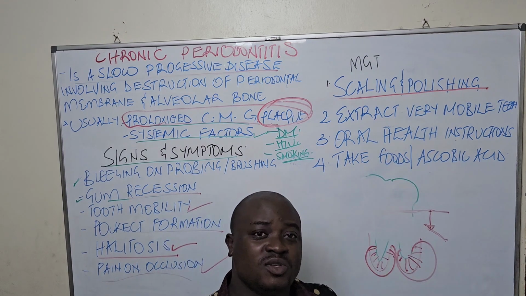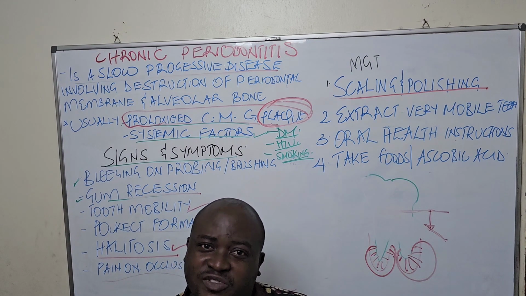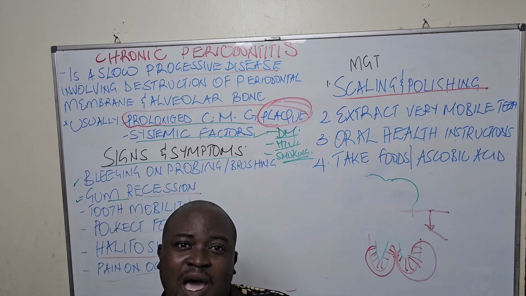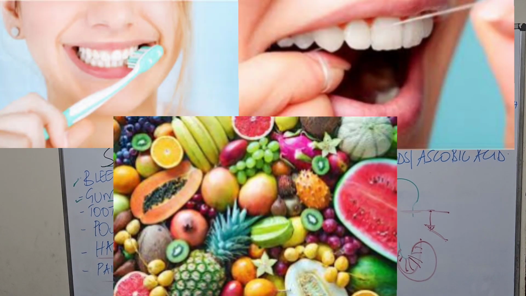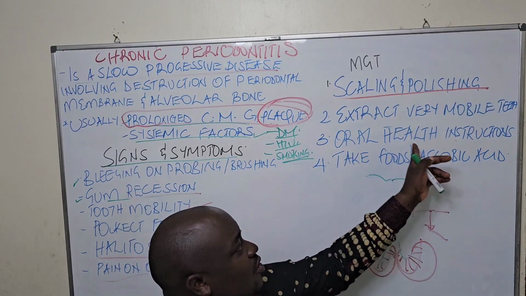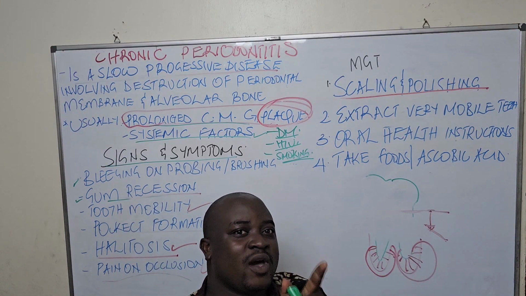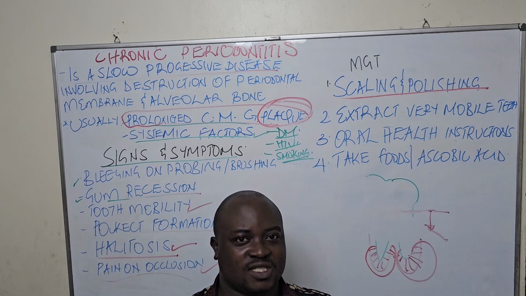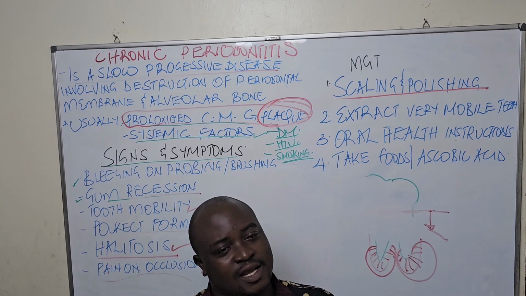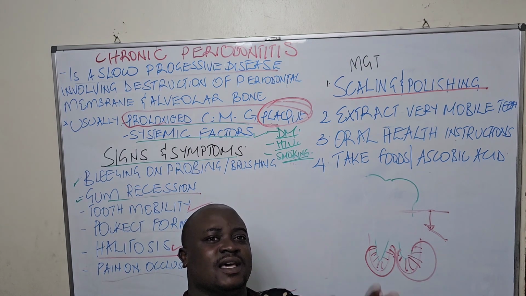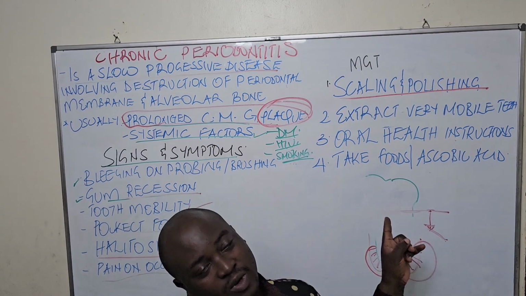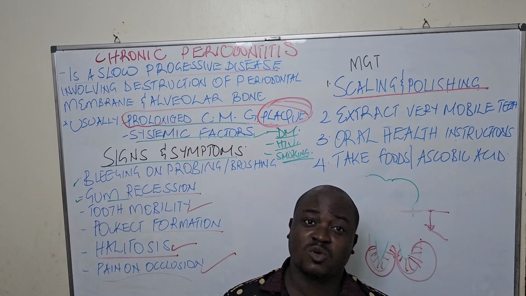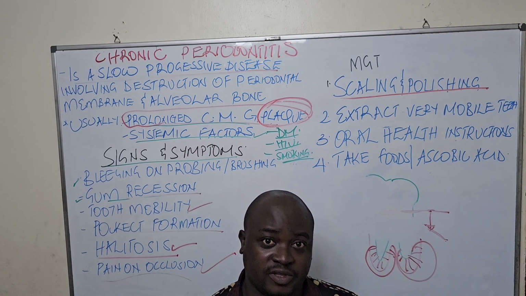Oral health education. You tell the patient how to remove remnants of food, how to brush, how to floss, the foods to eat. All of those are part of oral health education. In the previous video, we have a video about what to do to prevent gum disease and halitosis. You are going to find those principles of oral hygiene: brushing, flossing, visiting your dentist, use of valid products. Then lastly, vitamin C. Vitamin C is very important because it boosts the immunity of the gum.